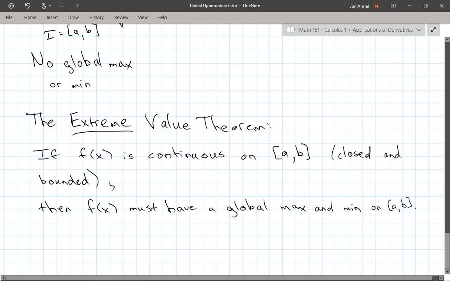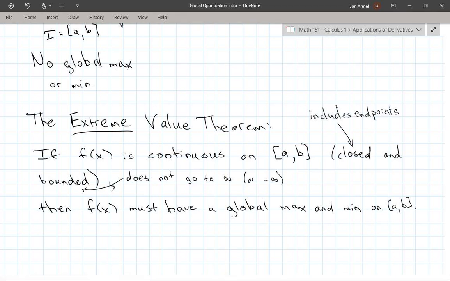When I say an interval is closed, I mean that it includes the endpoints. So closed means it includes the endpoints. And bounded means it does not go off to infinity, or minus infinity, of course. So if you have a regular old interval, it includes a and b, which are not infinity or anything weird like that, then your function has to have a global max or min.